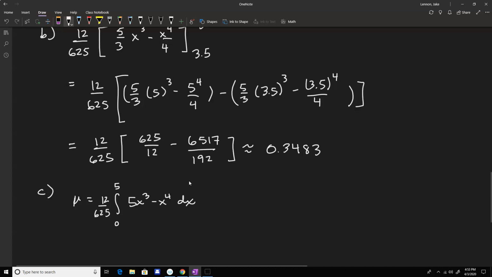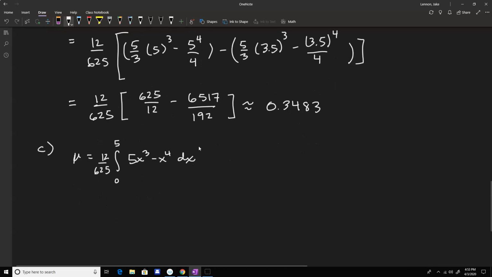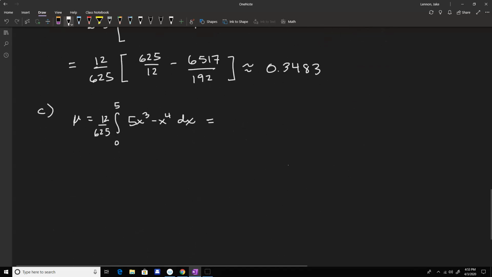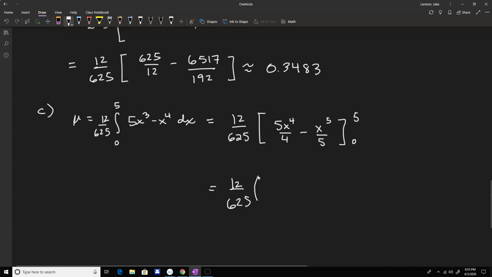Again, the fact that we have 0 as one of our values here is pretty nice. So this comes out to, oh wait, in front, yeah, no, k is 12 over 625. We're okay there. So we have 12 over 625, and then the antiderivative is going to be 5x to the 4th over 4 minus x to the 5th over 5, and we're plugging in 0 and 5. Again, 0 is going to give 0 when you're integrating a polynomial, so we just have 12 over 625, and we just need to plug in 5.